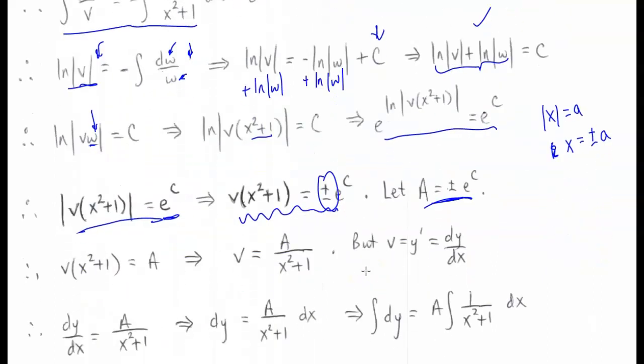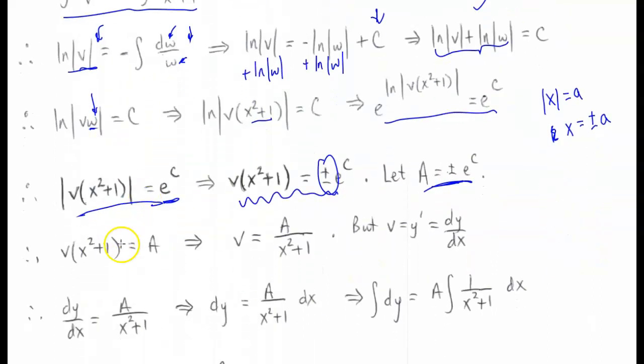All right, so moving on, at this point we just have v times, in parentheses, x squared plus 1 equals a. Rearrange that to solve for v. That's great, but we don't want to solve for v, we want to solve for y. And we realize that v is the same as dy over dx, okay? And so therefore, this is what v was here.